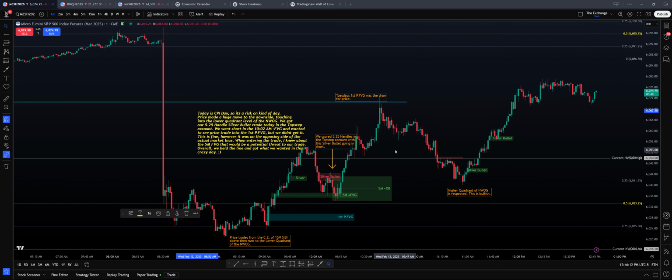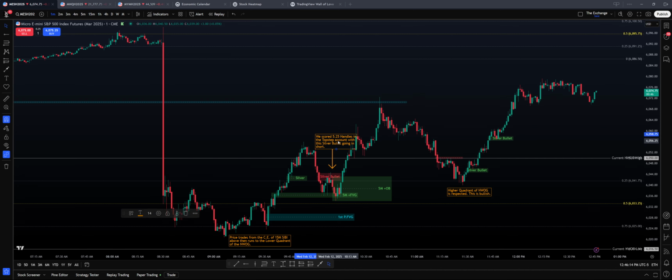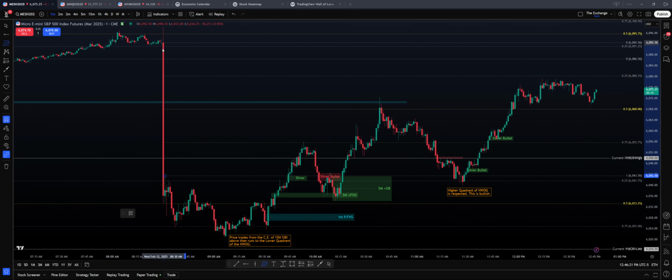Okay, let me delete this. It's too much stuff on my chart. I already have this screenshotted, so I'm good. I'll go ahead and delete all of this. I want to mark the quadrants of this gap here.